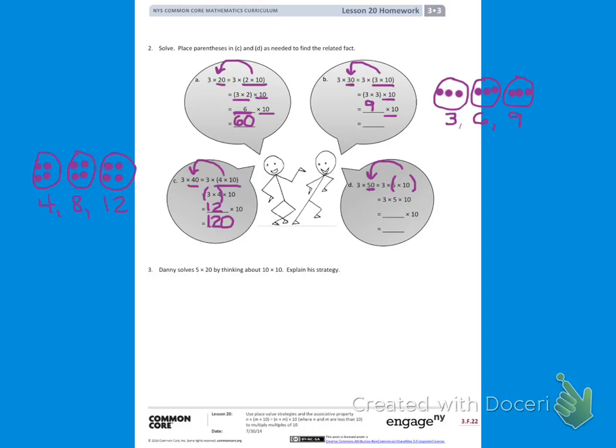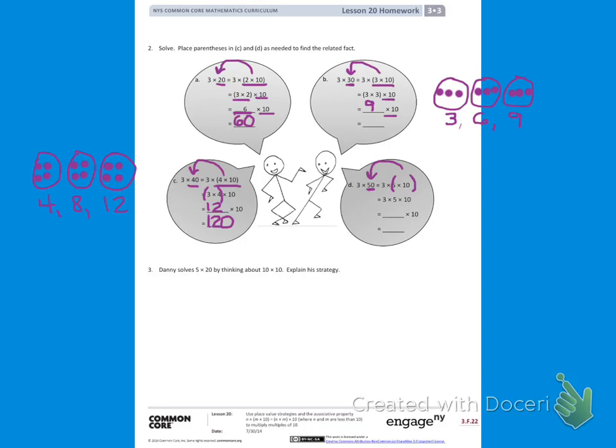Now, look at the example that I've given on C. Where should we put the parentheses for item D? On the second row. You go ahead and put them now. Then you finish the multiplication part on your own. Finally, let's look at item 3. Danny solves 5 times 20 by thinking about 10 times 10. Explain his strategy.